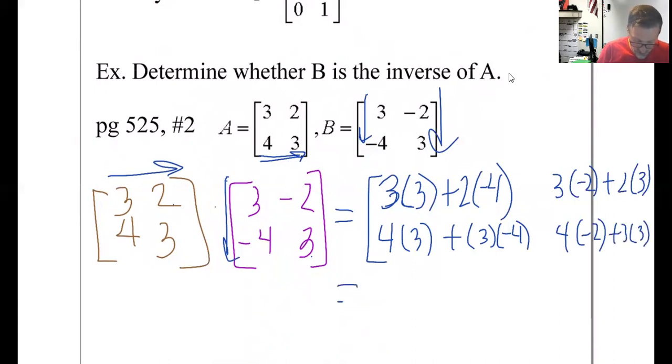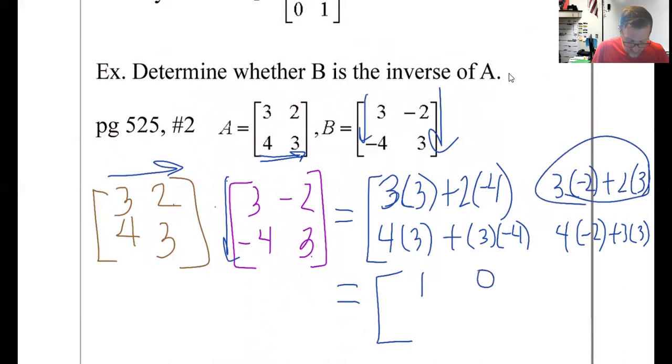Go and do the arithmetic. 3 times 3 is 9. 2 times -4 is -8. Multiply them and add them, get 1. These will give you opposites because -6 plus +6 is 0. On the bottom, I got a +12 and a -12, so that's zero. That's not negative anything. That's plain old, ordinary, favorite number, whole world, 0. 4 times -2 is -8 plus 9 is 1. So these two are indeed inverses of one another.